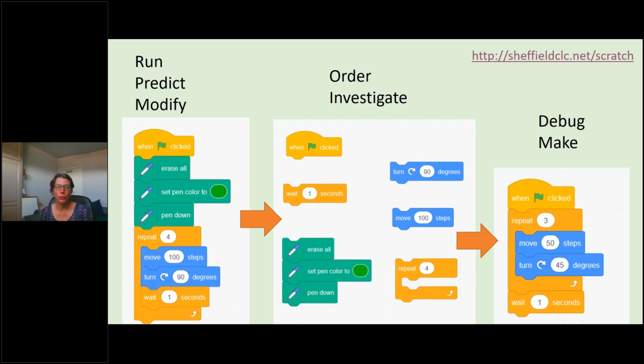Other children might go on to have an activity where you provide them with the code, but they have to put it together in the right order. And then they can investigate what each bit does. And then they can move on again to debugging. Well, what's wrong with this code? Can you make it better? And then finally making their own.